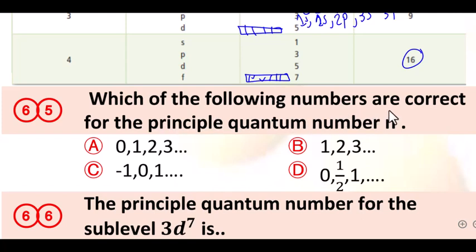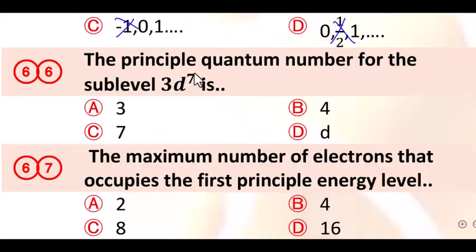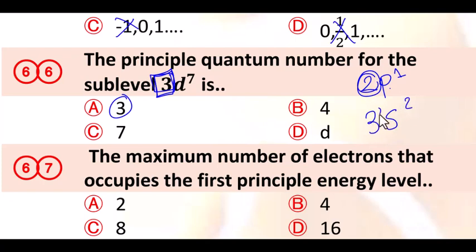Which of the following numbers are correct for the principal quantum number? Only positive integers: 1, 2, 3 to 7. It can't be 0, it can't be negative, it can't be a fraction. The principal quantum number for the sublevel 3d7: the principal quantum number is the number written in front of the letter, so it is 3. Another example: what is the principal quantum number in 2p1? 1 or 2 or p? It's 2. In 3s2, it is 3.